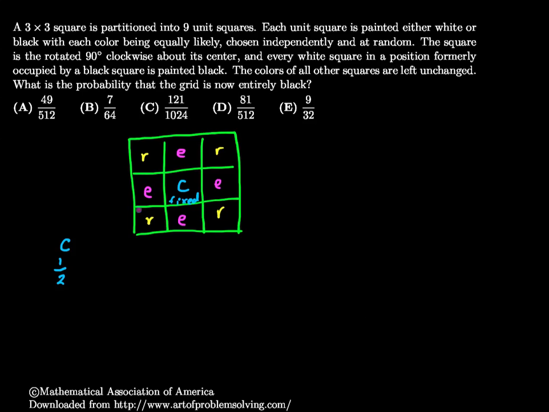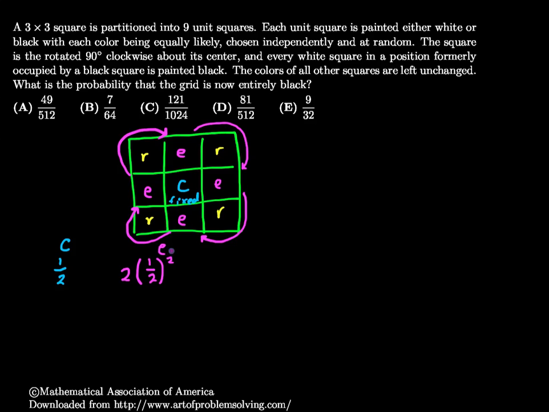Okay, now the edges. As we rotate clockwise, this edge goes here, this edge goes here, this edge goes here, and this edge goes here. And basically, the only way I can guarantee that we get a solid black figure is if either these two are both black, or these two are both black. And so there are 2 ways that this can happen, and the probability for each of these being black is 1/2 squared, 1/2 for this one, 1/2 for that one.